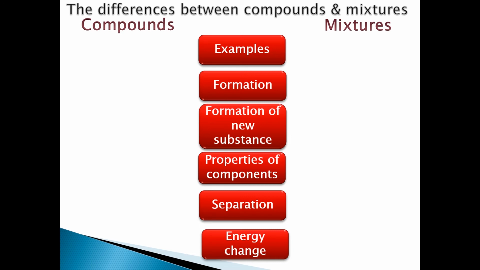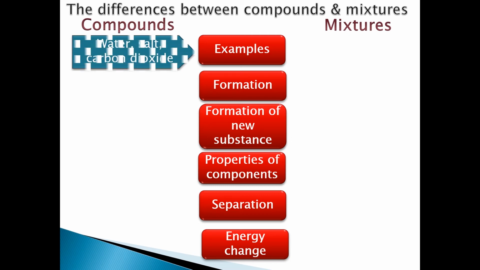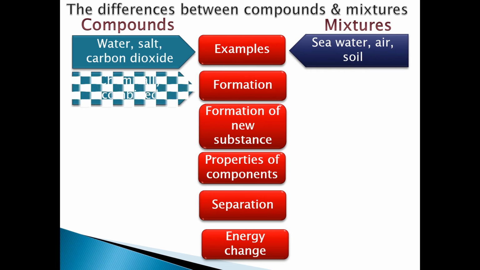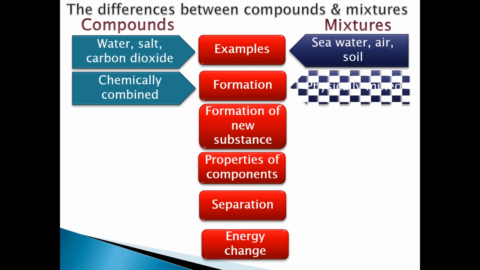The formation of a compound is a chemical change, while the formation of a mixture is a physical change. What are the differences between compounds and mixtures? The examples of compounds are water, salt, and carbon dioxide. The examples of mixtures are seawater, air, and soil. During the formation of a compound, the components are combined chemically, whereas during the formation of a mixture, the components mix physically.